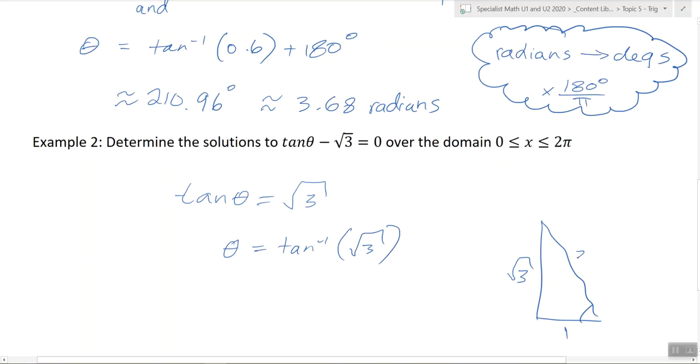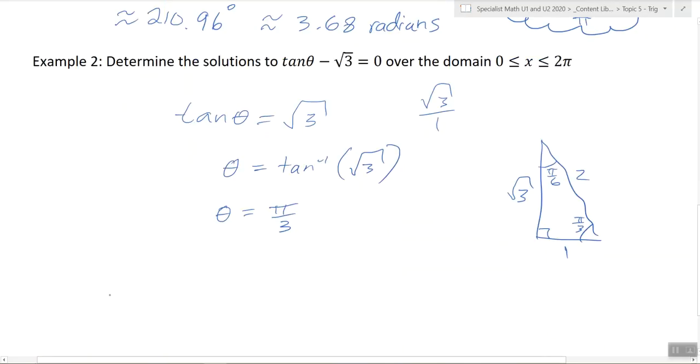That's as far as I'm aware. So it is opposite over adjacent. Square root 3 over 1. So it is pi over 3. Does everyone understand what I did there? Opposite over adjacent. Square root 3 is the same as square root 3 over 1.